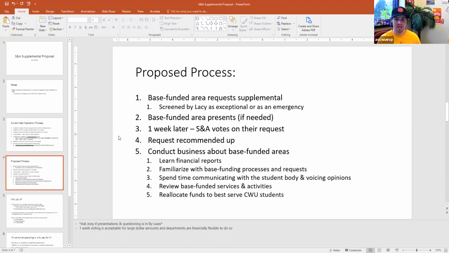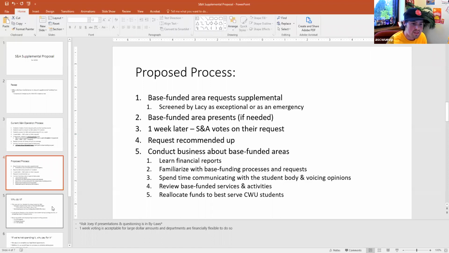And we can spend more time as students, as faculty, as staff, communicating with the student body, voicing our opinions, and understanding what the student needs are when we're going into a time to review base funded services and activities and allocate funds to what the students really want, because we were out there understanding what the new needs are that haven't been addressed in the past.